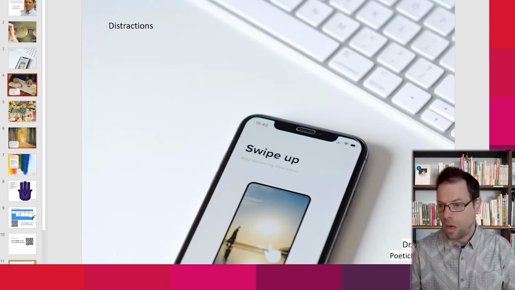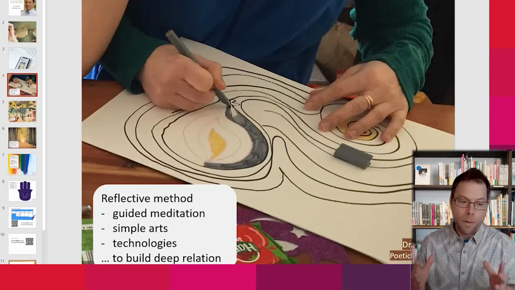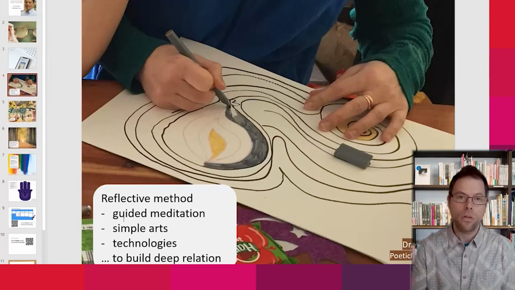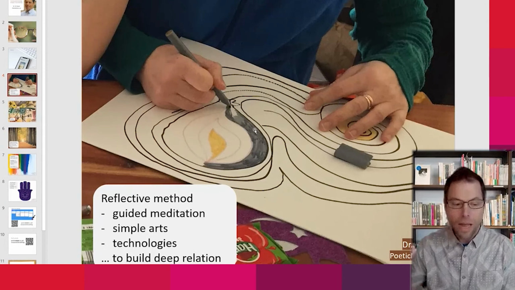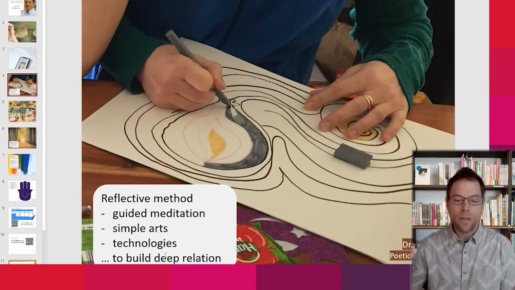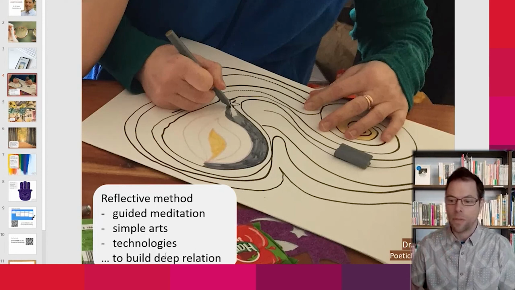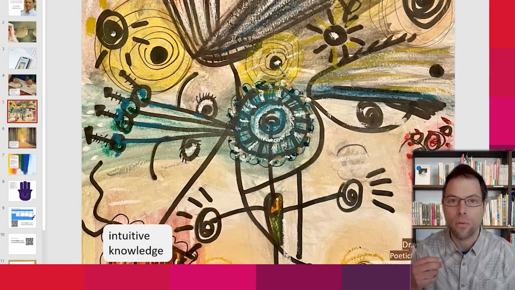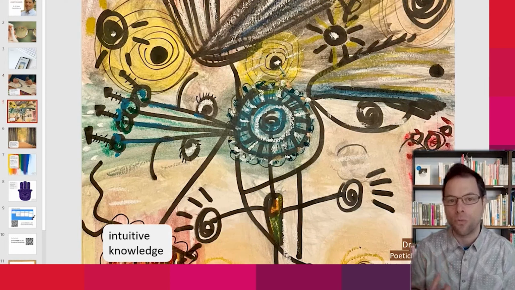So I'm proposing to use the Draw Your Breath method, which is basically a reflective method. The method uses simple guided meditation, which we will do today, simple arts, and technologies to build deep relations with yourself and also with other people. What happens when you build those deep relations with yourself is that intuitive knowledge rises up. Intuitive a priori knowledge simply comes up and you're able to observe it.